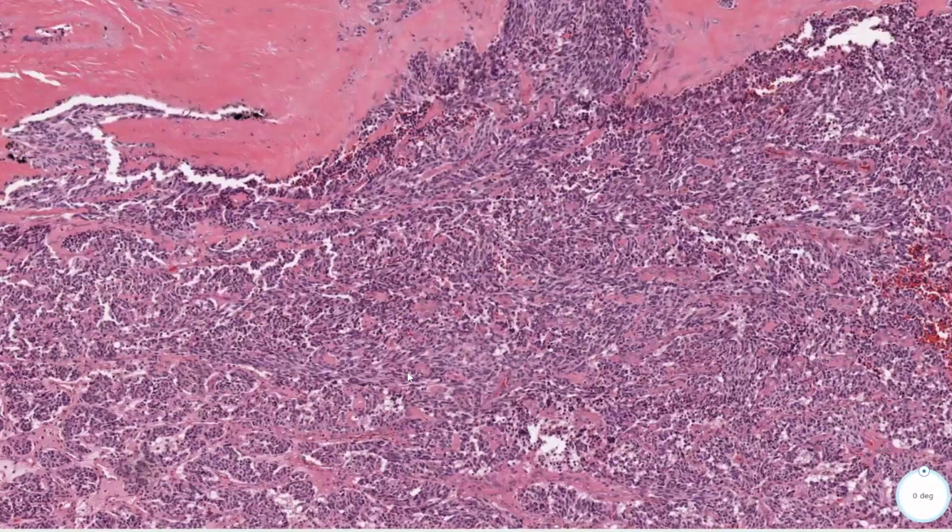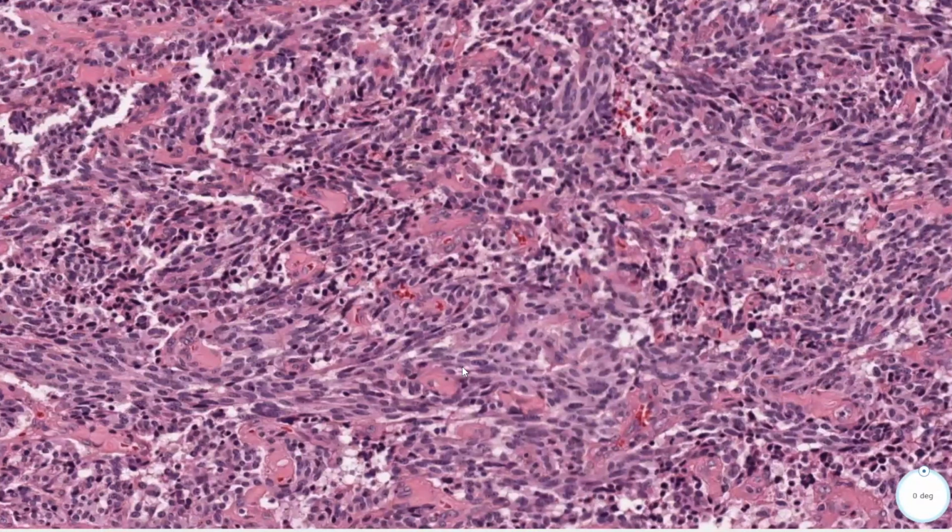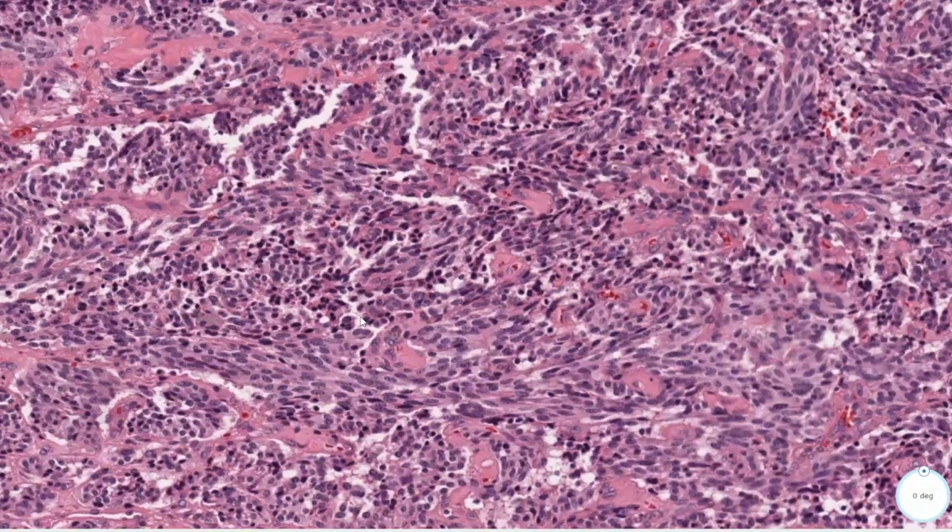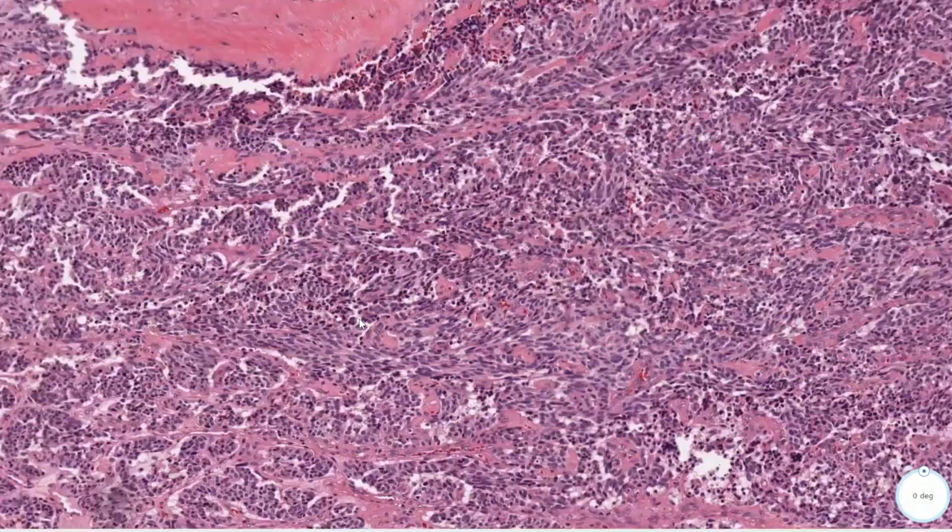Some of this does look a little bit more spindled, and that's another important point as carcinoid tumors in the lung can be quite spindled looking, especially in the peripheral lesions. And so if you get a spindled lesion before you jump to some type of sarcoma, you should always consider, could this be a carcinoid tumor with a bit more of a spindle cell morphology?